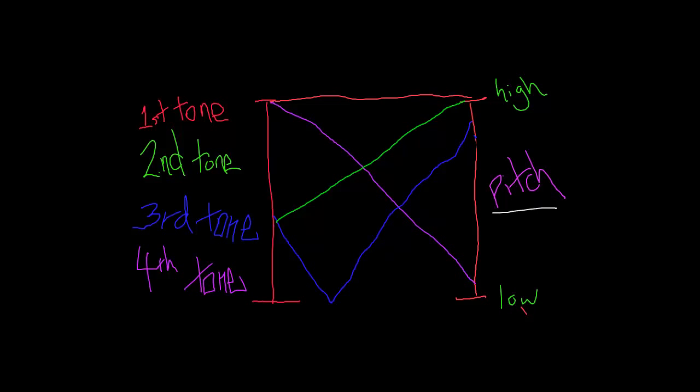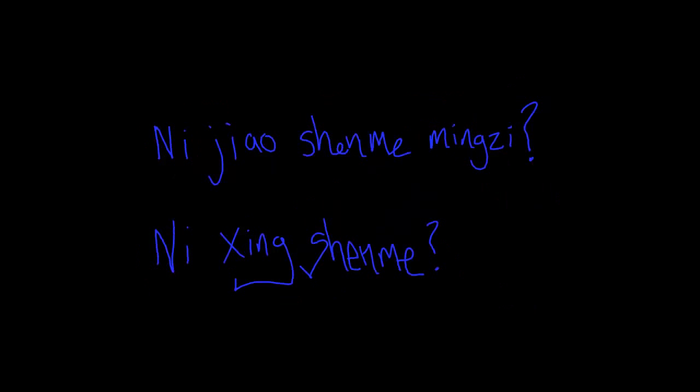Now let's practice some sentences with tones. Alright, so here we have two basic questions in Chinese. 你叫什么名字? 你叫什么名字? So 你 is third tone. 叫 is fourth tone. 你叫什么?